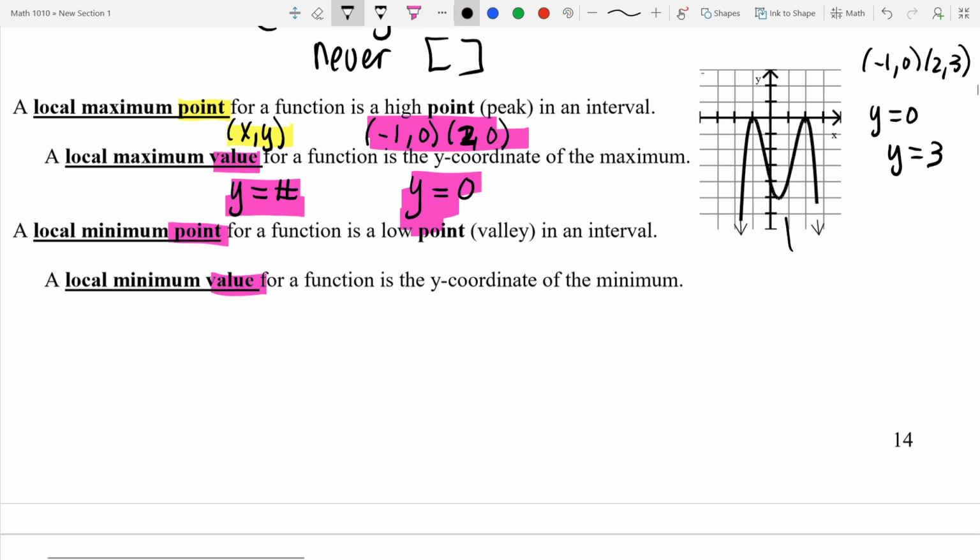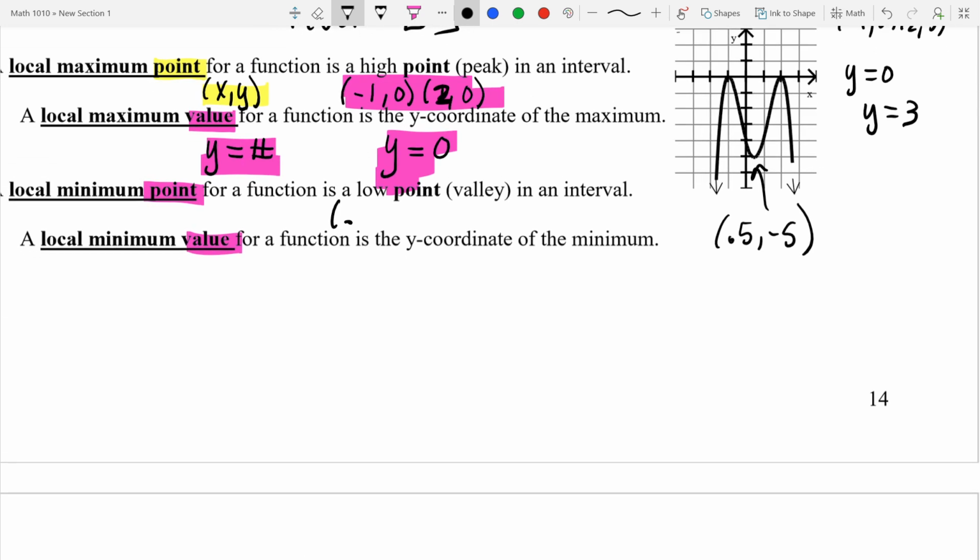Okay, a local minimum point and a local minimum value. You guys, here's what we're talking about right there. Now, I don't love this graph because they didn't actually tell me that point, and you can't guess. So I'm just going to tell you that it's (0.5, -5). That's the value of that point. So the point would be (0.5, -5), and the value would be y equals, talk to me everybody, -5. Yeah, y equals -5, whatever the y value is.